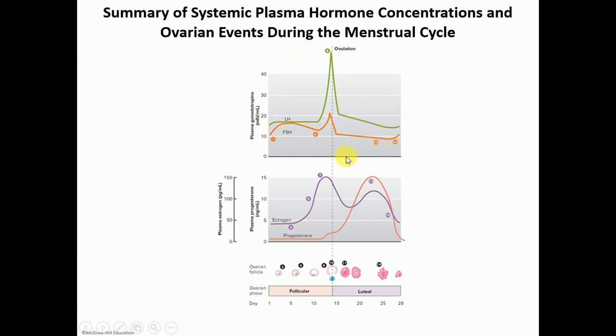Now, this graph up here is showing you the levels of FSH and LH coming from the anterior pituitary. You'll see here that FSH, the orange line, is going up, and that is what's stimulating the maturation of the follicles. And then you'll find that LH is kind of constant until there's that spike, known as the LH surge, right before ovulation, and that LH surge is what stimulates ovulation to happen. Then those hormones tend to go down gradually up until the end of the cycle.